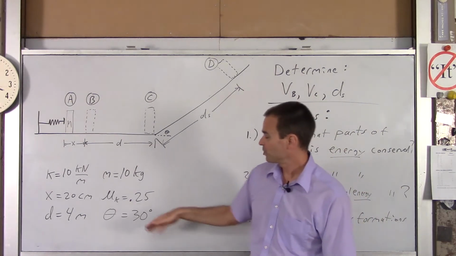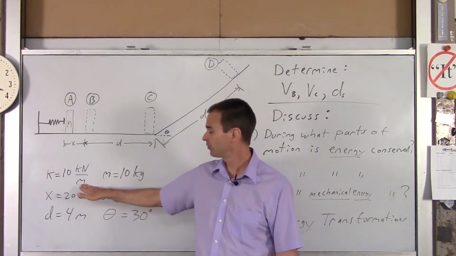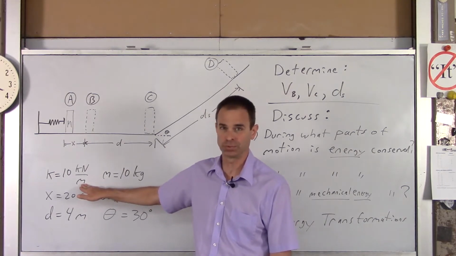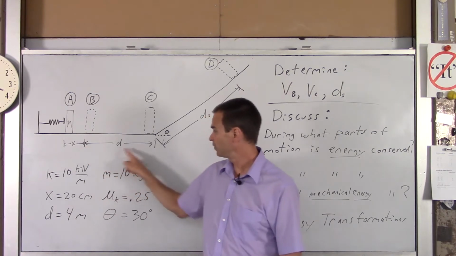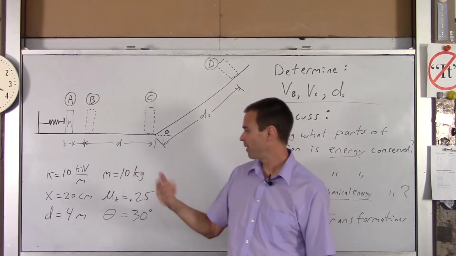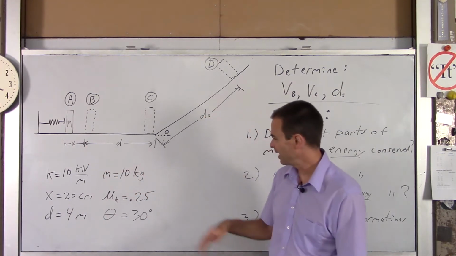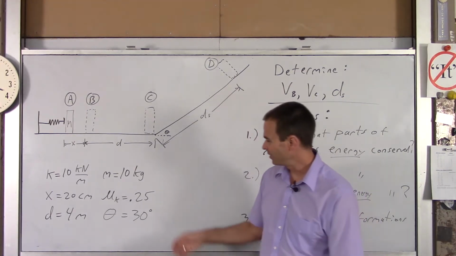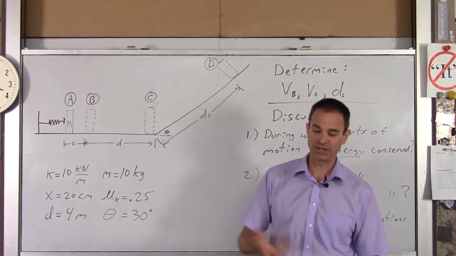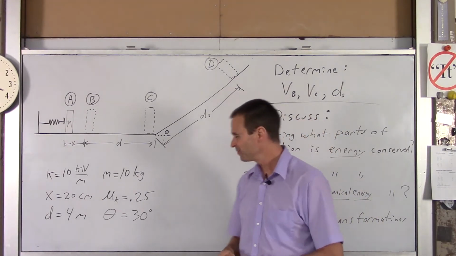Some stats. The spring constant for the spring is 10 kilonewtons per meter. You compress to 20 centimeters. This distance here, D, is 4 meters. The backpack mass is 10 kilograms. Coefficient of sliding friction is 0.25. And the angle of the incline will make it a nice ubiquitous 30 degrees.